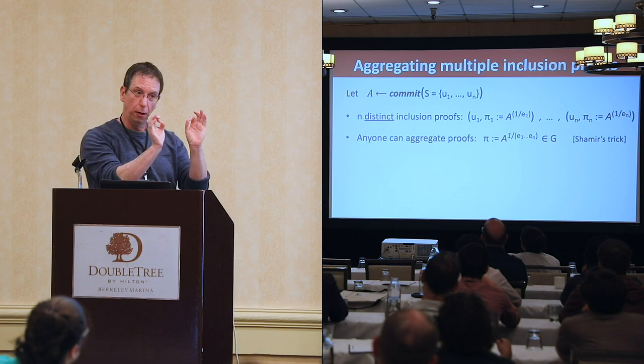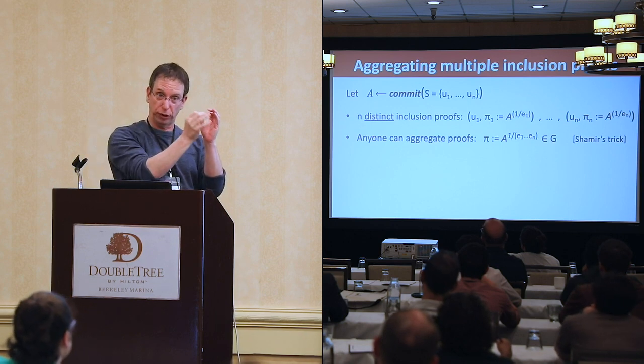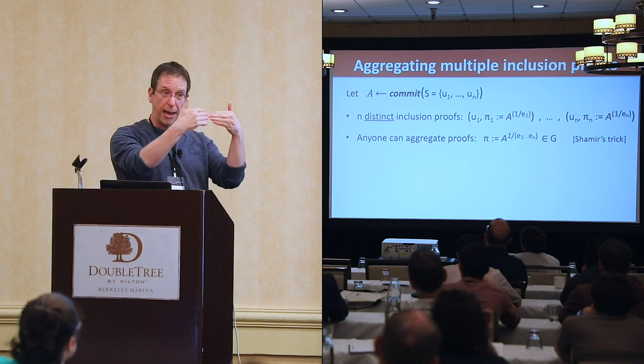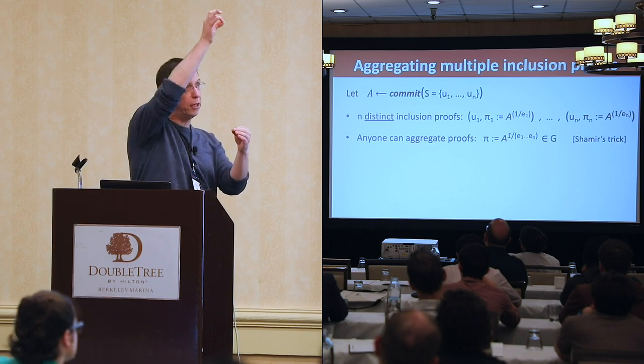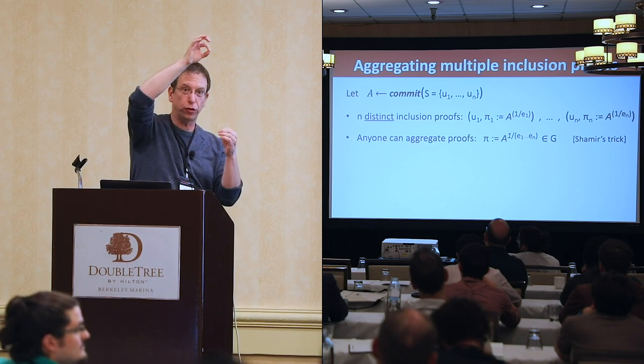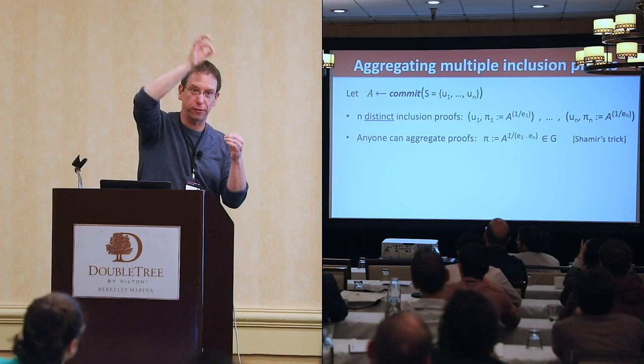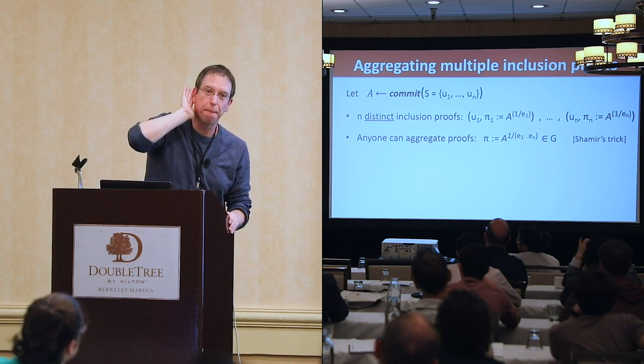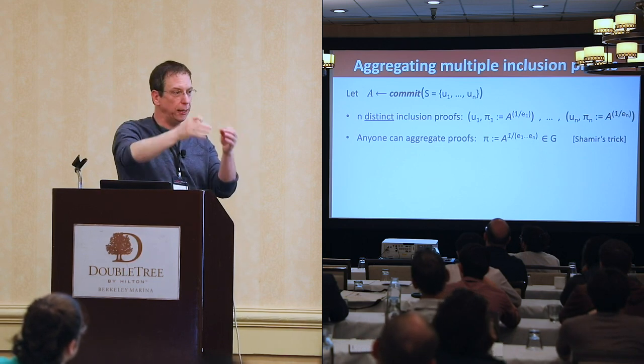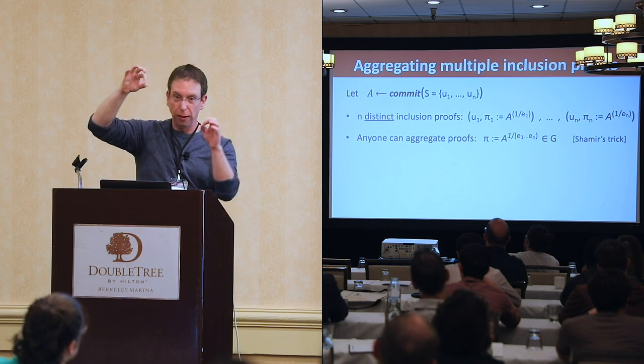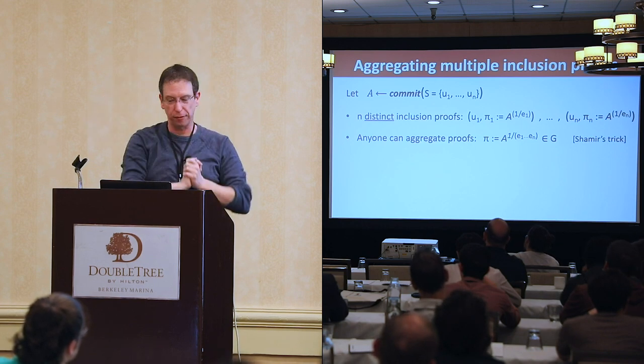So in a Merkle tree, remember, this was what Ali was pointing out. In a Merkle tree, if you have to do n proofs of inclusion, you have to give n, what did you call them? N inclusion paths, right? You had a name for it. What was the name? Authentication path, right? If you want to do n inclusion proofs, you have to give n authentication paths. There's no way to compress these n authentication paths together.